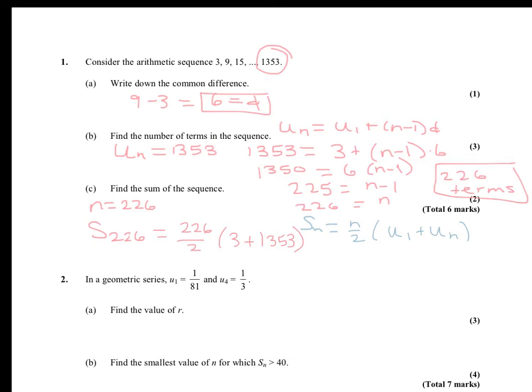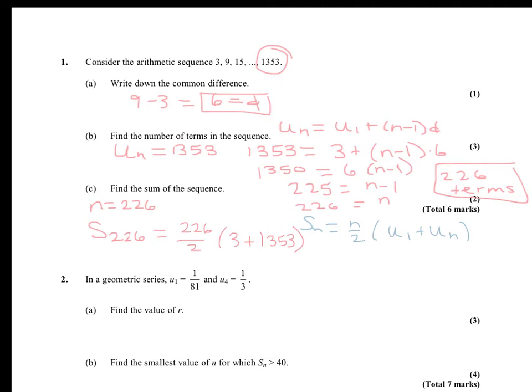If we did not know what u sub 226 was, it would be easier to have used the other one that didn't require you to know u sub n, and you could instead use the common difference to find that. And so all we're going to do is calculate that out on our graphing calculators.